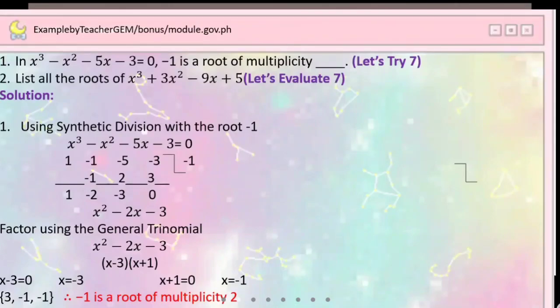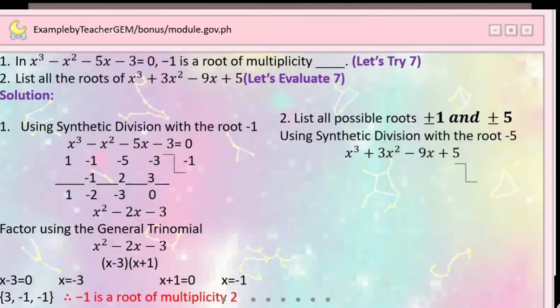Next, number 8 naman. For our possible roots, we have 1. Why 1? Because 1 times 1 is equal to 1, then 1 times 5 is equal to 5. So the given here is 1, 5. We are told to use C, negative 5. So we use negative 5 with synthetic division. The values of x raised to 3 plus 3x raised to 2 minus 9x plus 5 are 1, 3, negative 9, and 5.